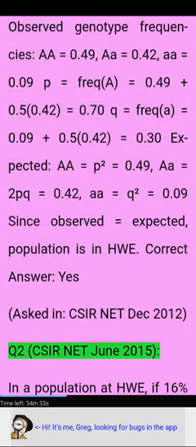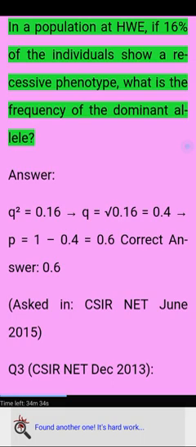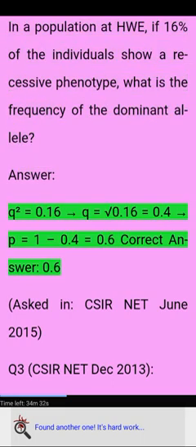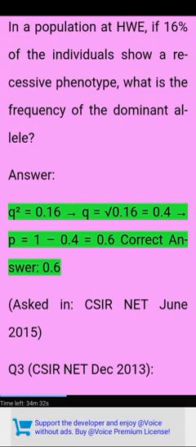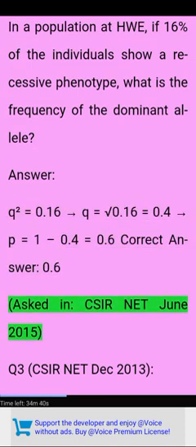Q2, CSIR NET June 2015. In a population at HWE, if 16% of the individuals show a recessive phenotype, what is the frequency of the dominant allele? Answer. Q squared equals 0.16, so Q equals square root of 0.16 equals 0.4, so P equals 1 minus 0.4 equals 0.6. Correct answer: 0.6. Asked in CSIR NET June 2015.